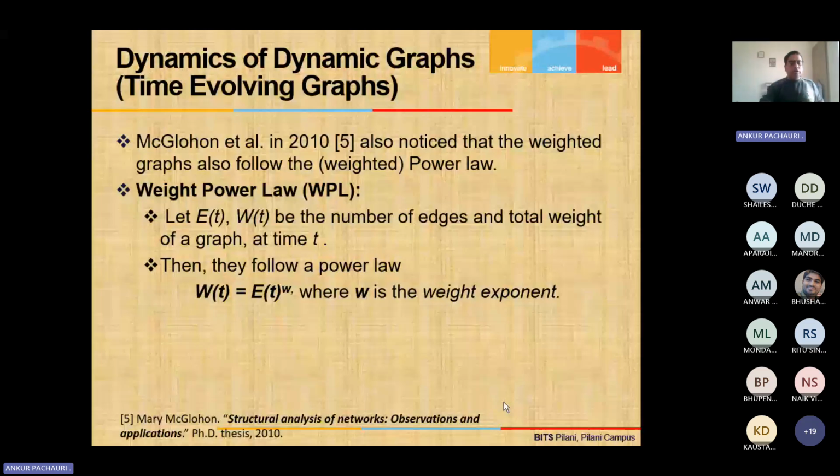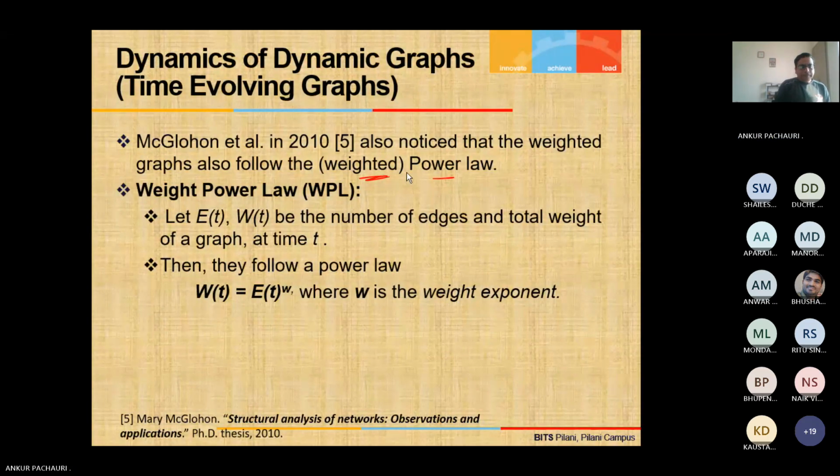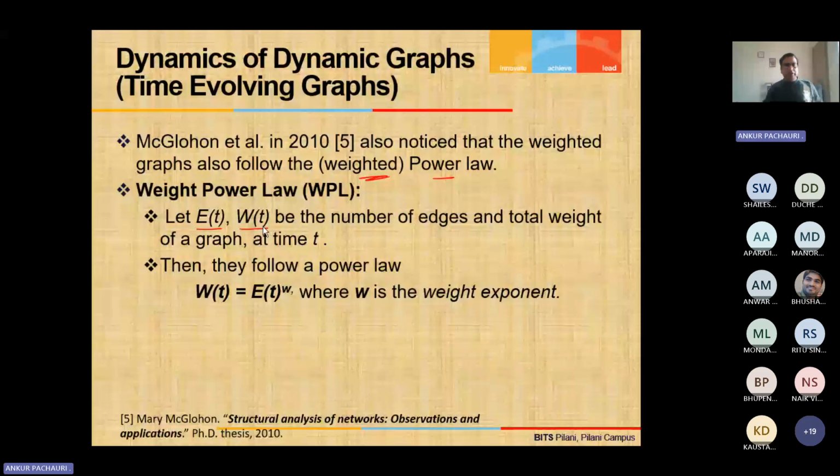He also noted in his PhD thesis about the power law in terms of weights. So he performed an experiment on a weighted connected graph. He plotted the values between the number of edges and the weight of the graph. So E(t) and W(t) he plotted, with the number of edges and the total weight of a graph at a particular time t, the dynamic graph.